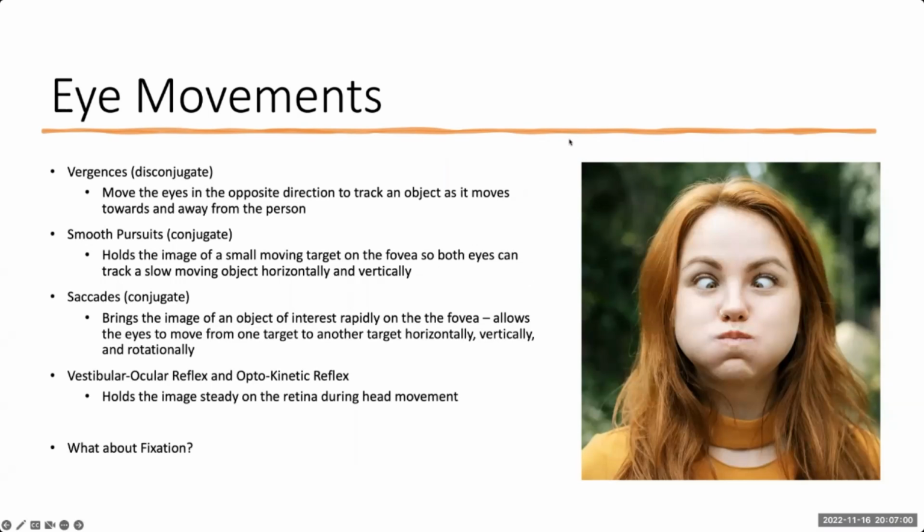Who knows? Somebody tell me what she was talking about, please. Vestibular ocular reflex. Okay, so the vestibular ocular reflex. We have two types of vestibular ocular reflex. We have the rotational and translational.